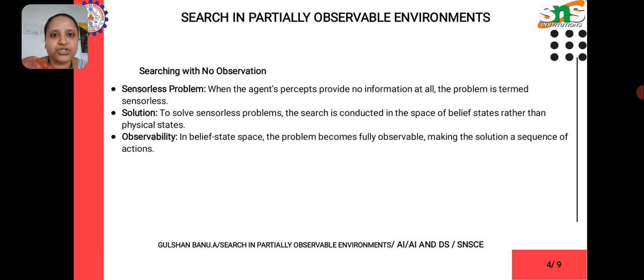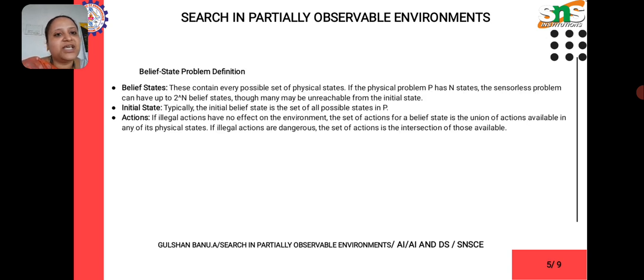So what is the solution? To solve sensorless problems, the search is conducted in a space of belief states rather than physical states. So what about observability? In belief state space, the problem becomes fully observable, making the solution a sequence of actions. Now what is the belief state problem definition? The belief state problem contains every possible set of physical states. If the physical problem P has N states, the sensorless problem can have 2 power N belief states.